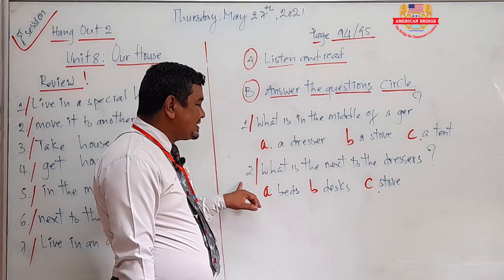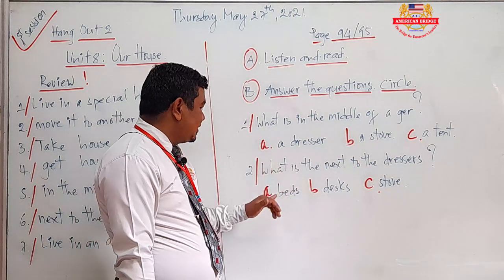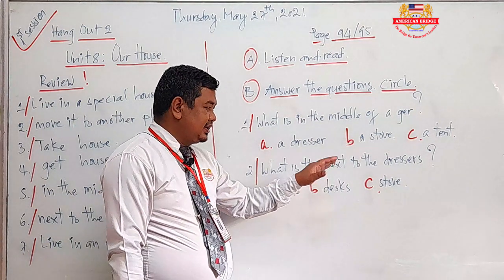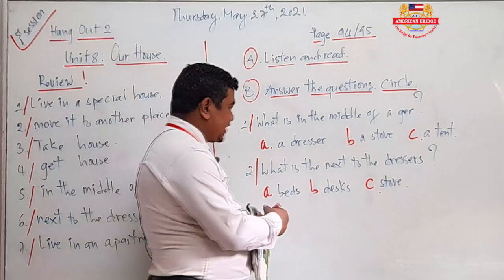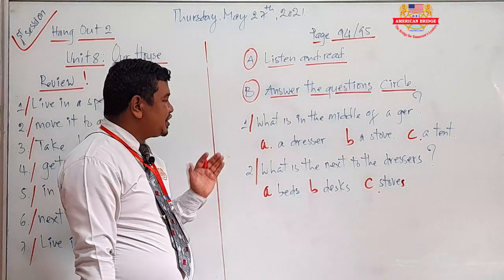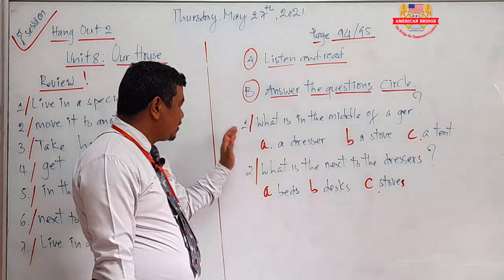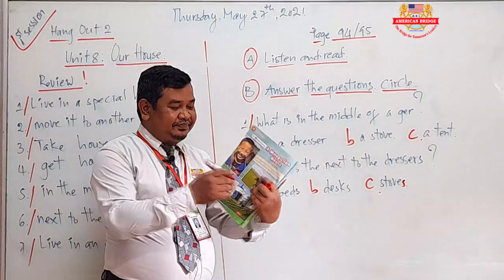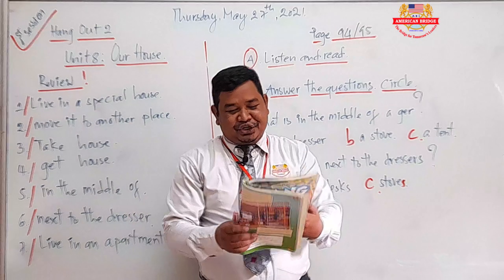And number 2, what is next to the dresser? A, bed, B, desk, C, stove, right? Stove. Can you see? Stove, we have a letter H also. Okay, so student, we have two questions, and then the answer you have to circle it. You circle A, B or C. If you want to do it correctly, please listen to me. I read for you, and after that you read. And after you read, you can understand and answer the question, right? So now, I read for you.